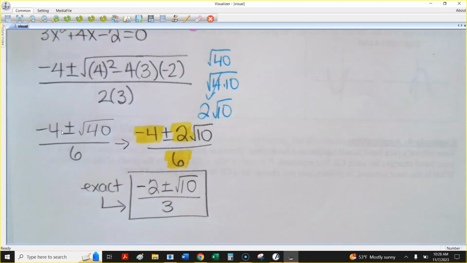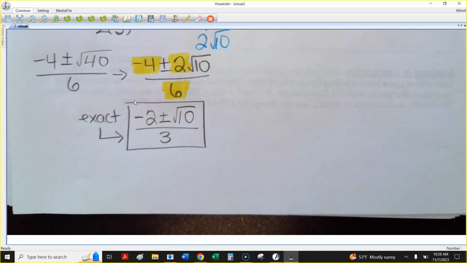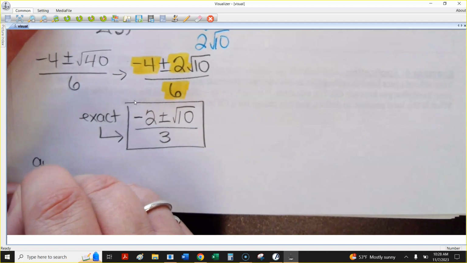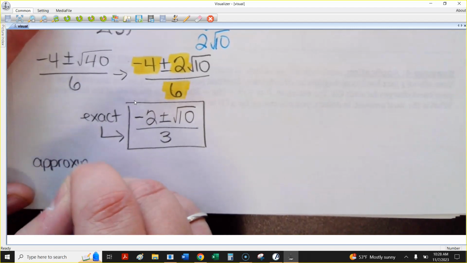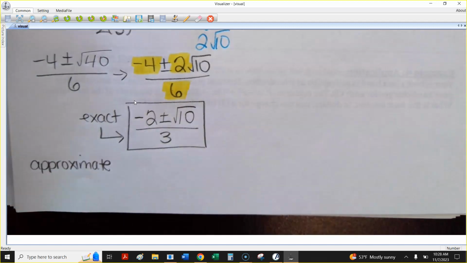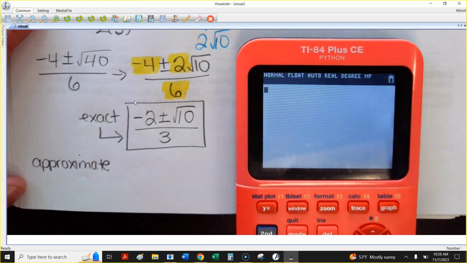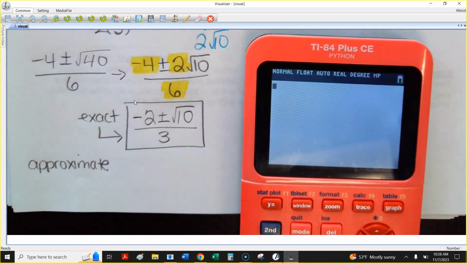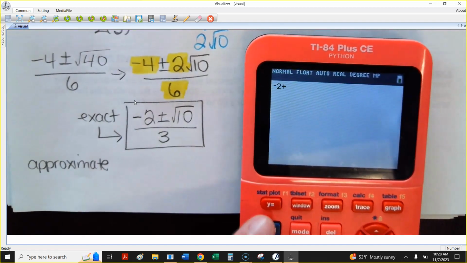On this question, you could write for me an approximate answer, which I'm just going to show you how to do real quick. For approximate, anytime you have something under a square root that's not a perfect square, it's a nasty decimal because it'll be an irrational number. So when I say approximate, we're just going to round to the nearest 2 decimal places, the nearest 100. So what I'm going to do on my calculator, I'm actually going to do negative 2 plus the square root of 10.